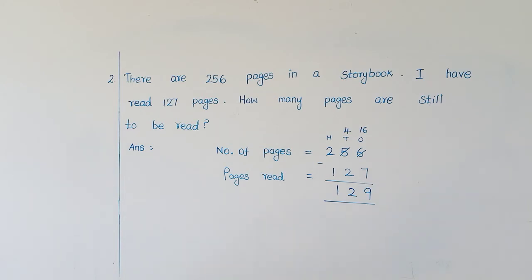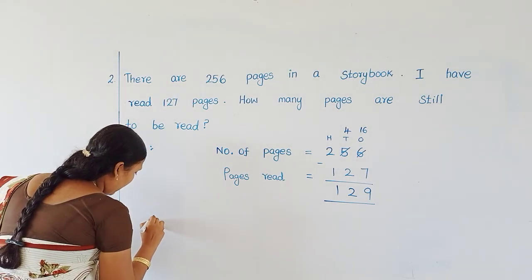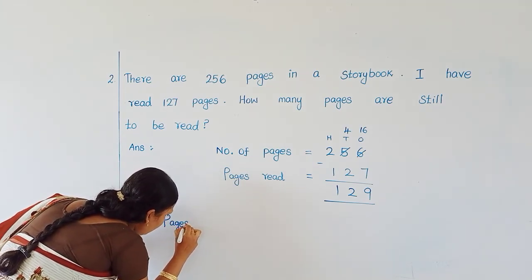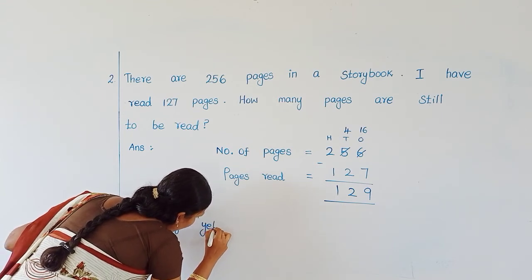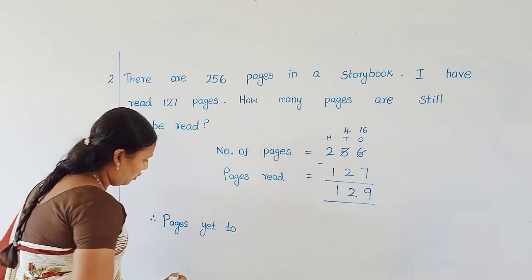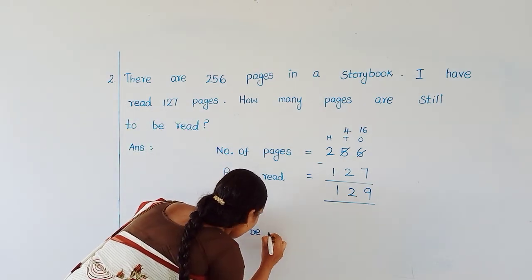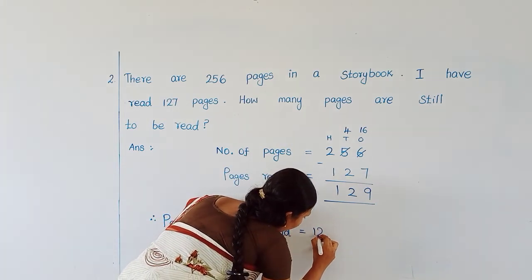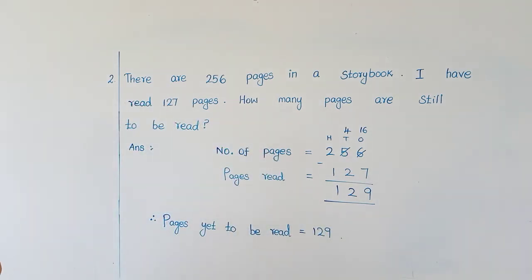Now the answer is 129. Pages yet to be read. Therefore, pages yet to be read is equal to 129. Okay, do you understand? Remaining pages, 129.